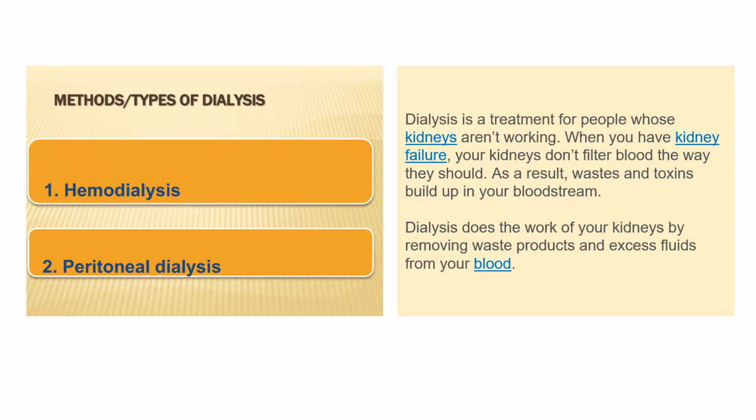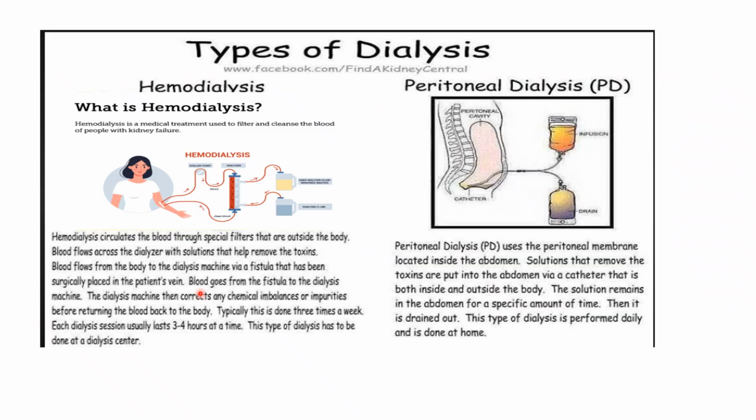And there are two kinds of dialysis which we are going to study. One is hemodialysis and the second is peritoneal dialysis. So this is the hemodialysis and this is the peritoneal dialysis. In hemodialysis, it basically filters and cleans the blood of a person with kidney failure outside the body. While in peritoneal dialysis, we use the peritoneal membrane located inside the abdomen.